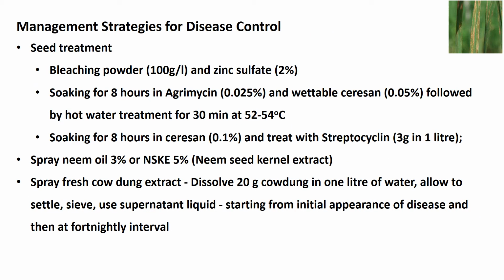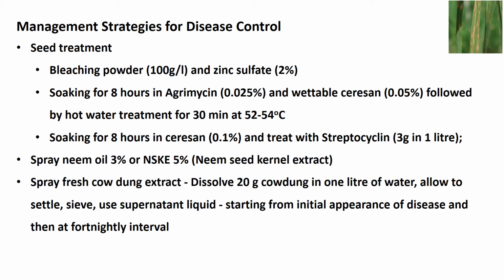For the management of disease control, for controlling the bacterial leaf blight of rice, there are various strategies adopted, and they include seed treatments. The seeds may be treated with bleaching powder and zinc sulfate, or it may be soaked for 8 hours in agromycin and vegetable ceresan, followed by a hot water treatment. The seeds may be soaked for 8 hours in ceresan and with streptocycline. Spraying neem oil or neem seed kernel extract in the field also helps for disease control.